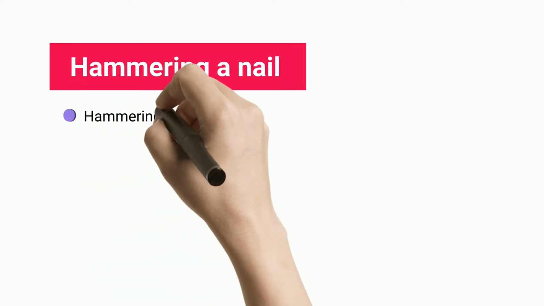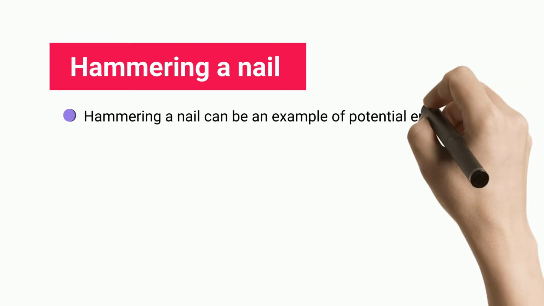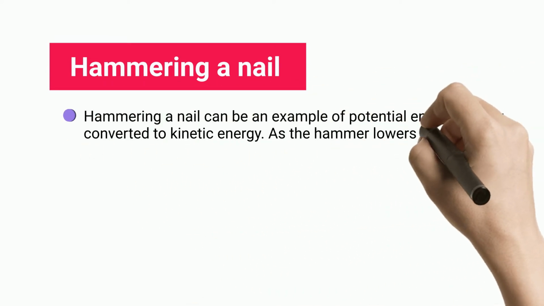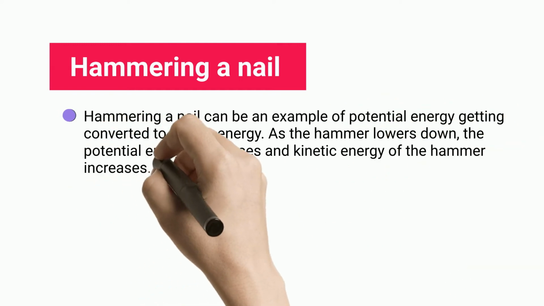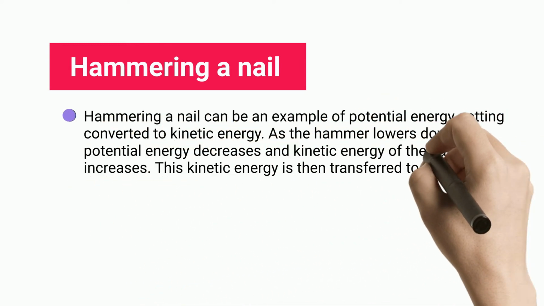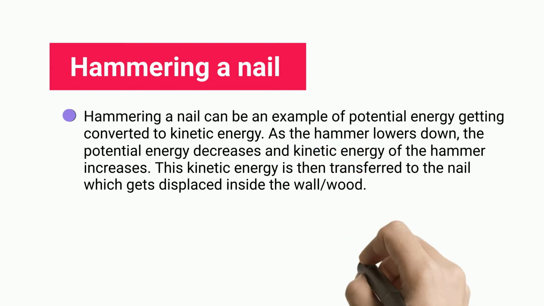Hammering a nail. Hammering a nail can be an example of potential energy getting converted to kinetic energy. As the hammer lowers down, the potential energy decreases and the kinetic energy of the hammer increases. This kinetic energy is then transferred to the nail, which gets displaced inside the wall or wood.